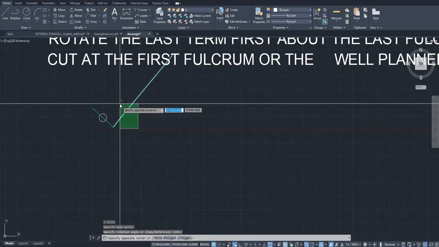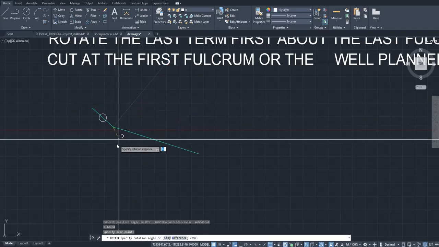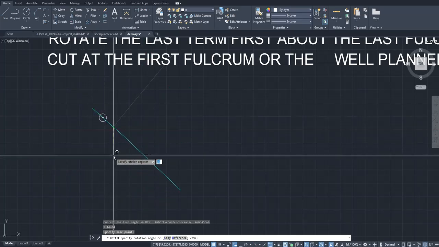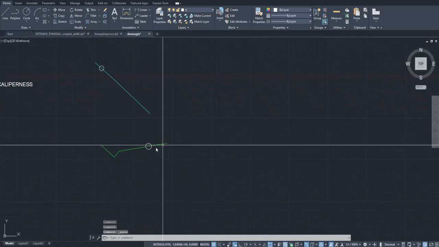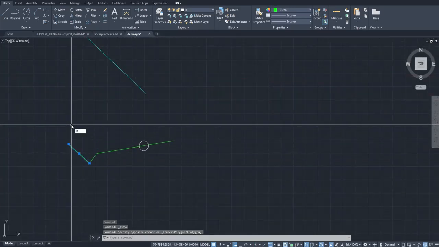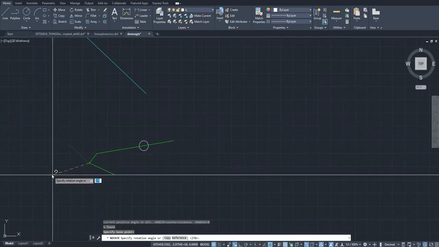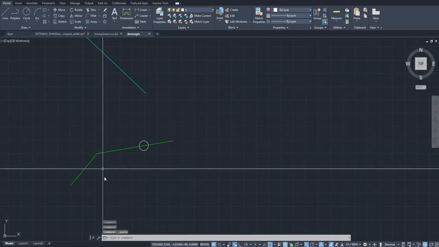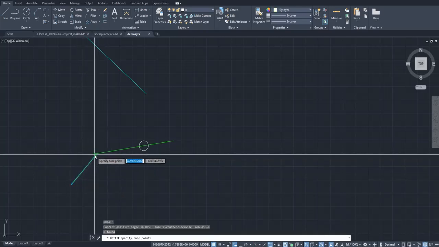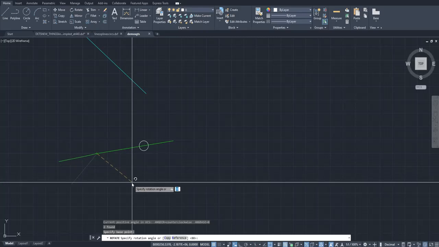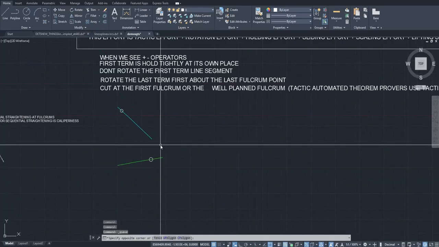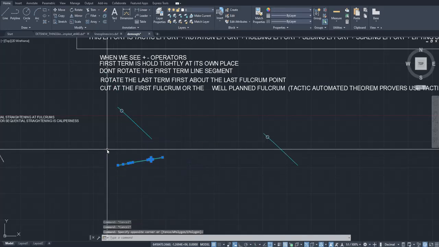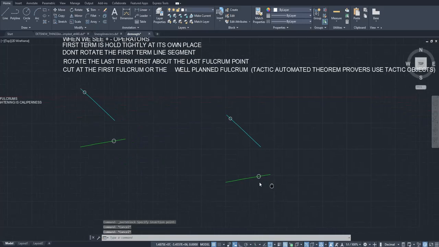We can rotate either anti-clockwise or clockwise, whichever gives you the least work, so the least energy principle is used. Similarly, this one is held, so we rotate the last line segment first, either clockwise or anti-clockwise, whichever gives us the least caliperness, and then we align it here. Then the bunch of line segments is picked and aligned with this one, so we get two output line segments, and now this is one output line segment generated from the bunch of line segments.